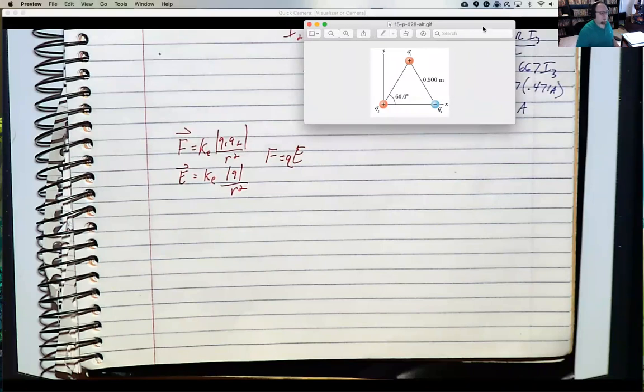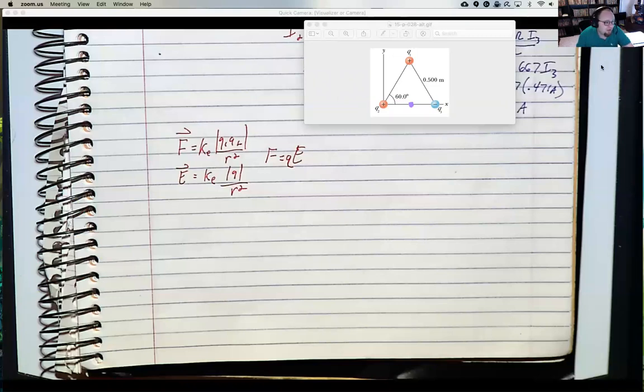Okay, so this one asks, what is the electric field here, halfway? And it's an equilateral triangle. If I want to find the electric field, before I look for the electric field, I should think about the direction of the electric field from each charge. Here's the idea: electric fields point away from positive and they point towards negative.